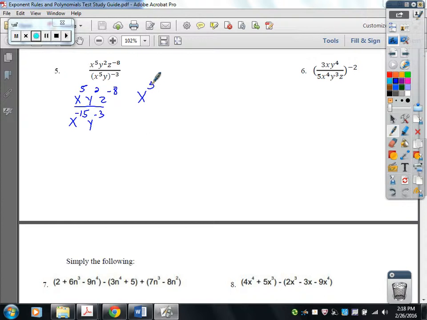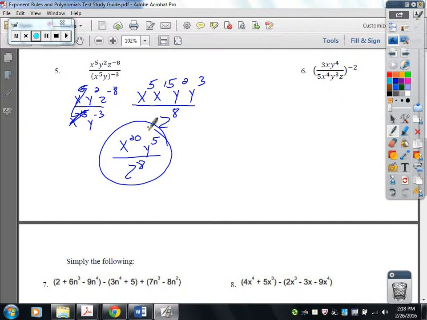So I have x to the 5th, and then next to that now I have x to the 15th. So that's taken care of, and then I have y squared, and then y to the 3rd, and then z to the negative 8th moves down. X to the 5th times x to the 15th is x to the 20th, and it's going to be y to the 5th over z to the 8th.